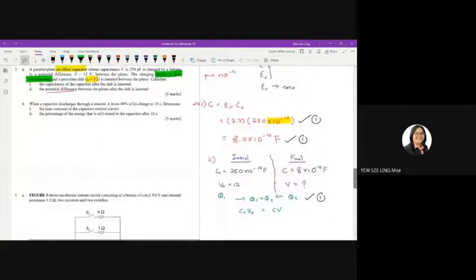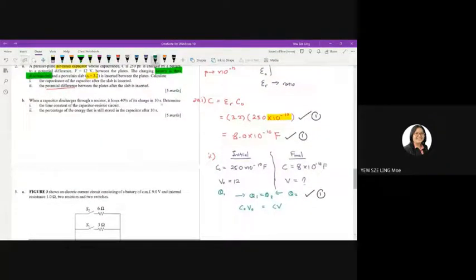You just plug in the value. Okay, you just substitute the value. So C0, you have 250 times 10 to the power of negative 12 times 12 equals 8 times 10 to the power of negative 10, and then unknown V. So V is equal to 3.75 volt. Okay, 3.75 volt. So if you got the substitutions correct, you got another 1 mark. Final answer with correct unit, another 1 mark.